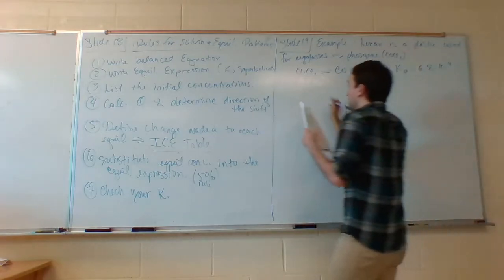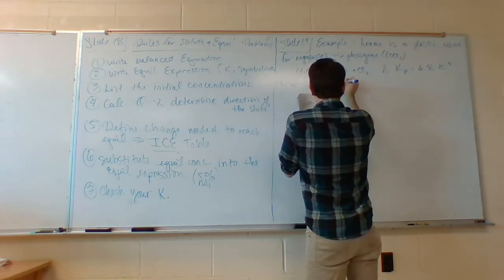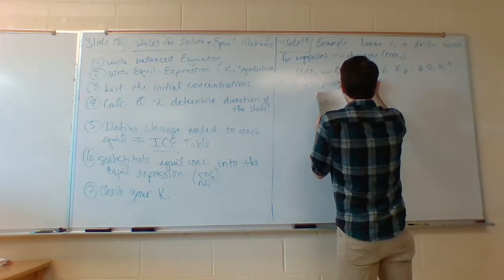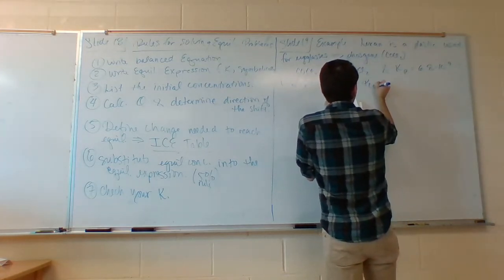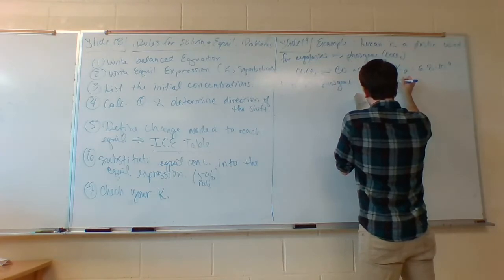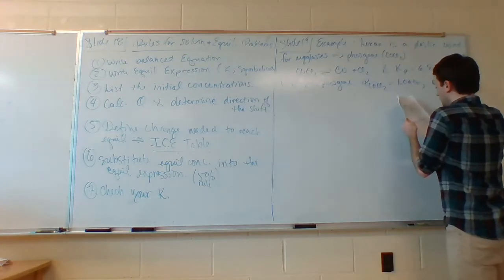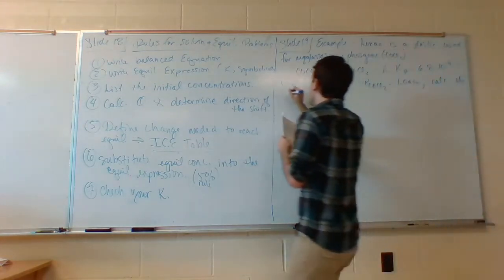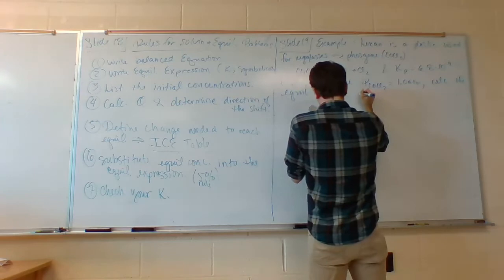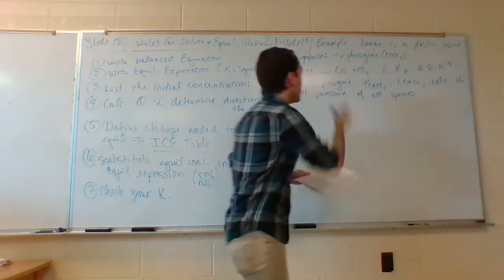All right? Now, if pure phosgene has an initial partial pressure, so that's the partial pressure of COCl2 initially equal to 1.0 atmospheres, all right, then calculate the equilibrium pressure of all the species. Okay, that means all the chemicals.